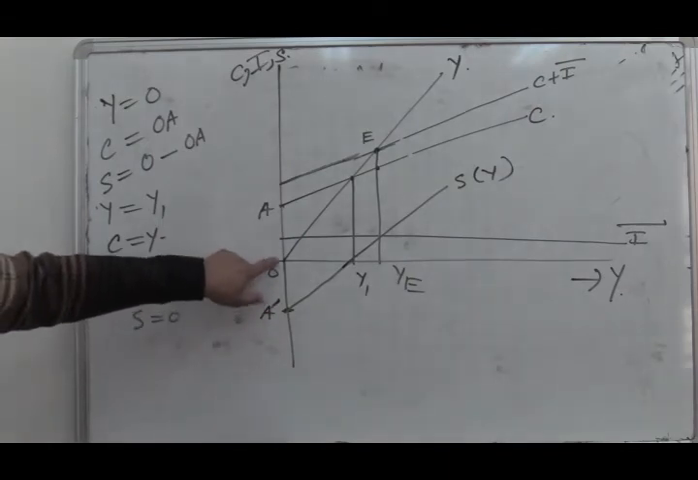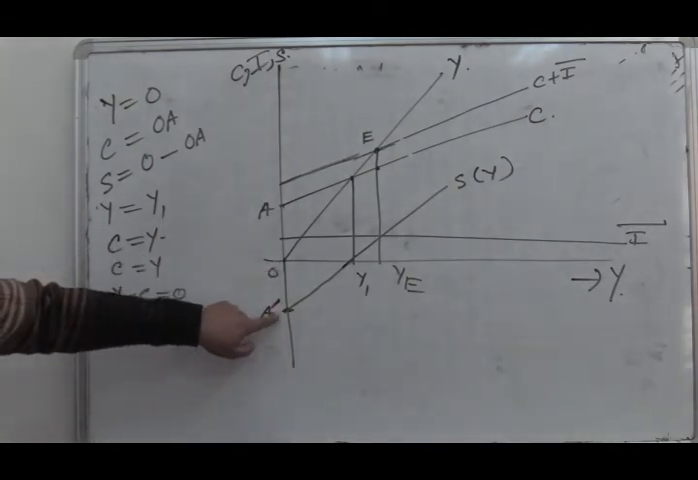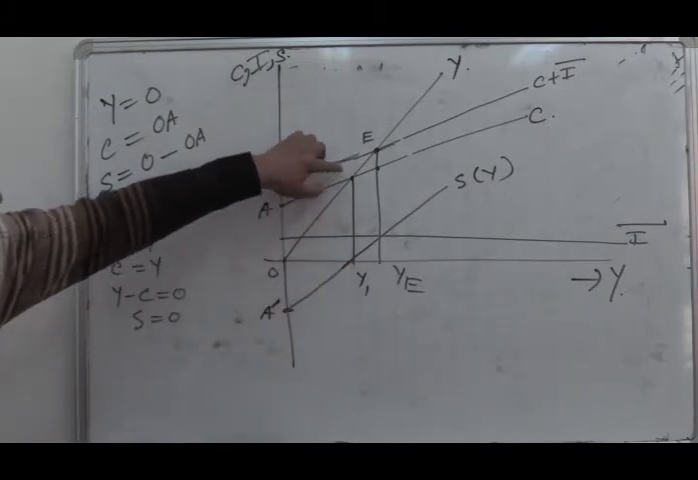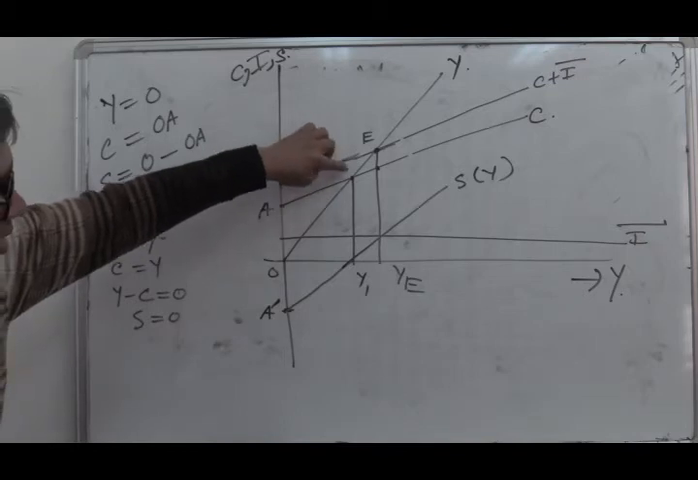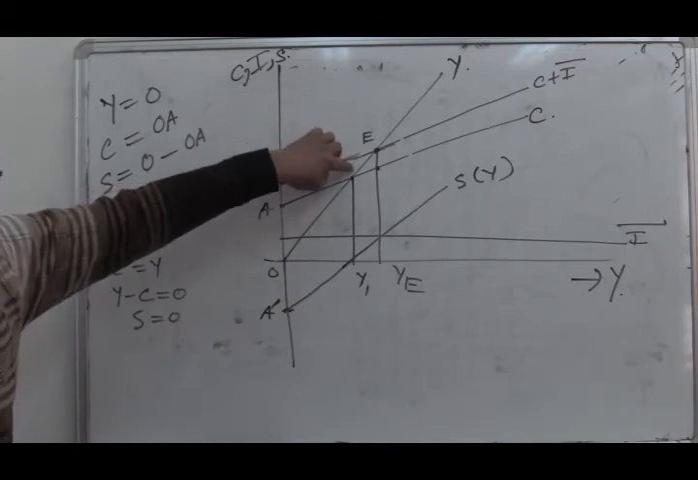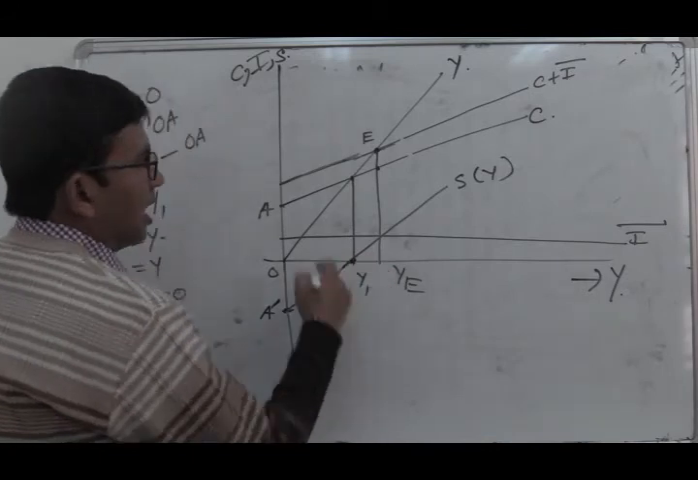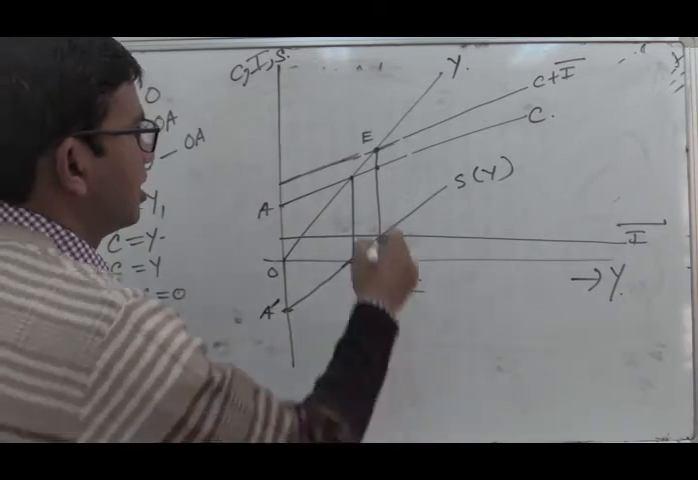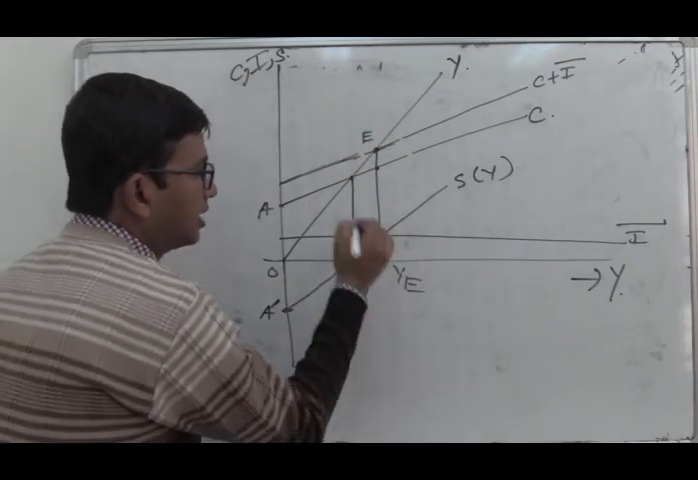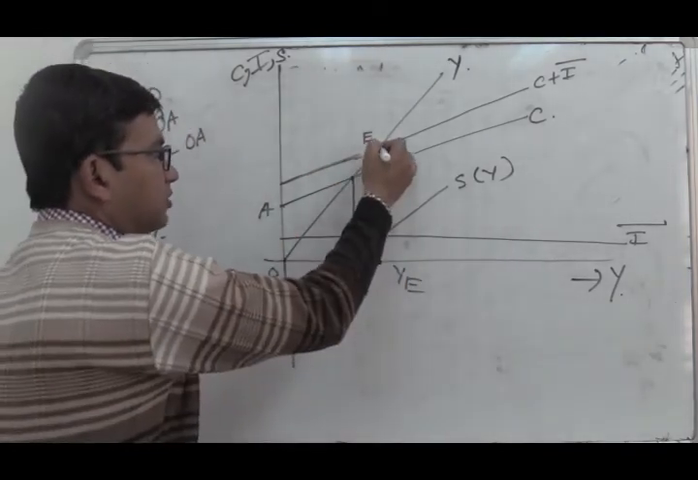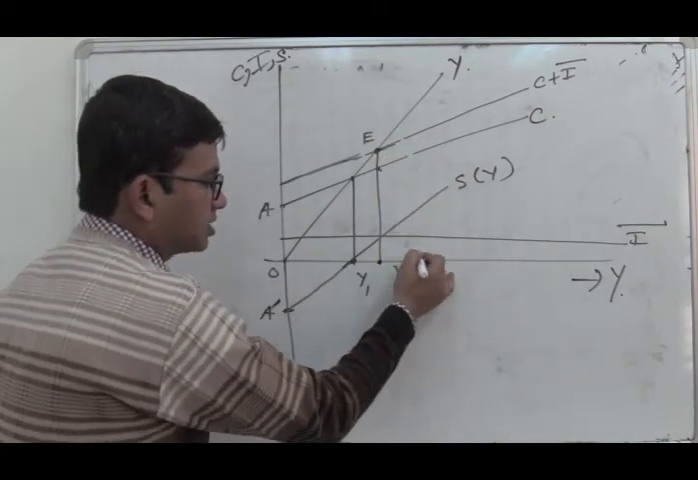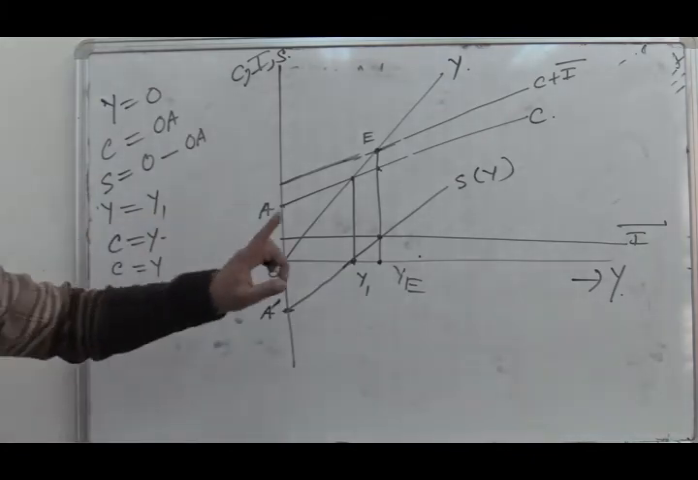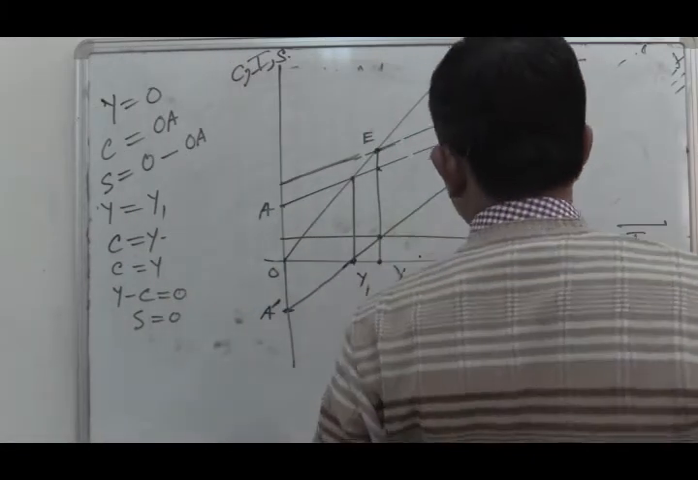At 0 level of output, savings will be negative. At Y1 level of output, this is called the break-even point, at which income is exactly equal to consumption. Above that, income is greater than consumption, so savings will be positive. At this level of output Y, the difference between income and consumption is private investment, so savings will be exactly equal to private investment. So this is the savings function of the economy.